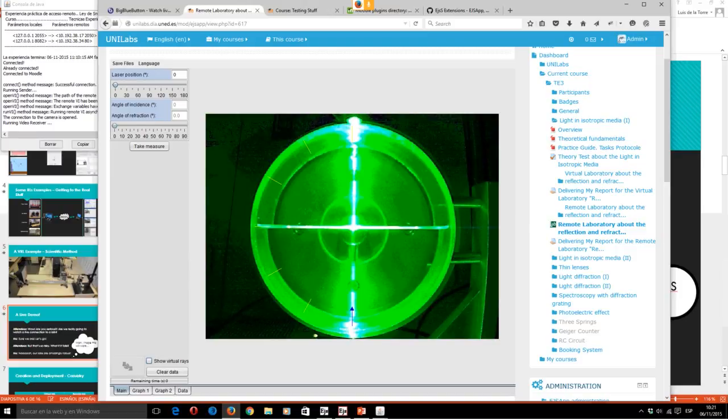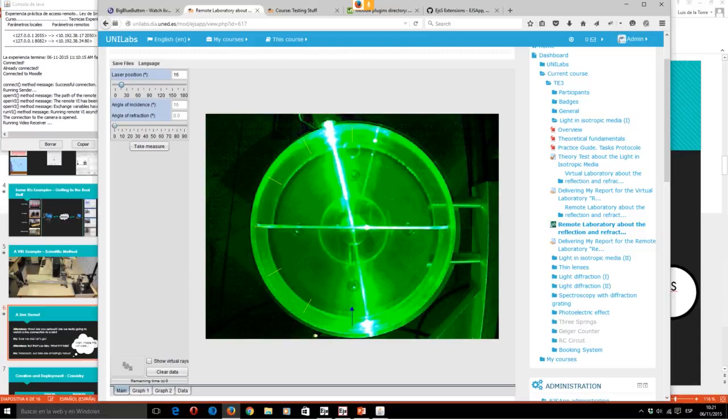So this is the laser here at the top, and we can see the incident ray and the refracted ray here. So what students do basically is change the incidence angle, for example, 16 degrees, and the laser should move. Yeah, there it is. So now the laser is going through air at the top to the oil at the bottom with a 16 degrees angle, and I can see the refracted ray here, and students can move this blue arrow, this virtual pointer, to the refracted ray position and take a measure.